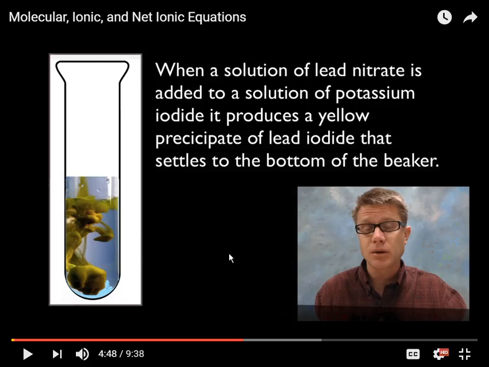No. So balance it out. What am I adding where? A 2 in front of potassium iodide and a 2 in front of potassium nitrate. Okay. So far so good. We know how to do double replacements.